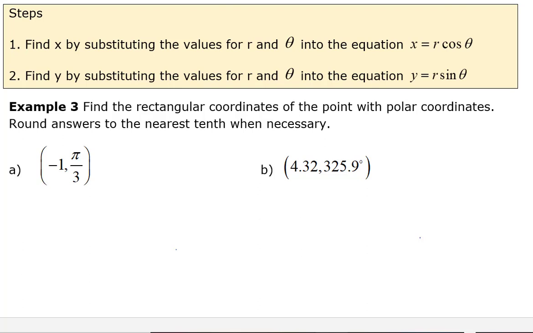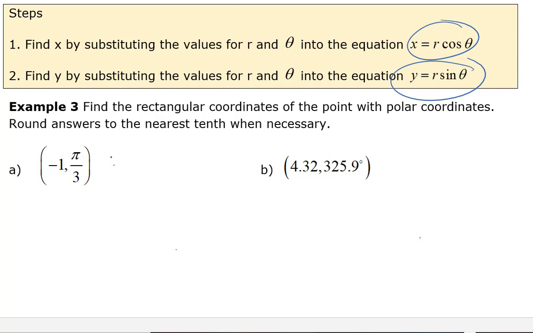Looking at example 3, we're going to convert these two points that are in polar form to rectangular form. There's only 2 steps for this. It's pretty straightforward. You just find x by substituting into our x equals r cosine theta equation, and you find y by plugging into y equals r sine theta.